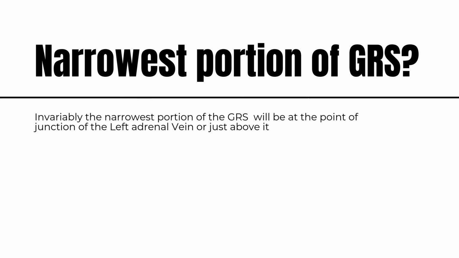So, in turn, anatomically, it is important to know where the narrowest portion of the gastrorenal shunt will form. And invariably, the narrowest portion of the shunt where the plug will be deployed will be at the point of opening of the left inferior phrenic vein into the left adrenal vein or just above it.